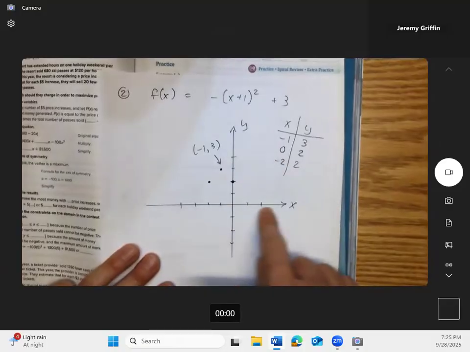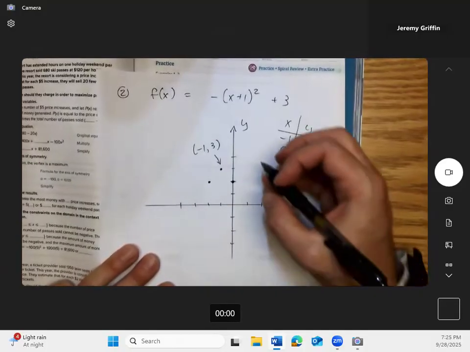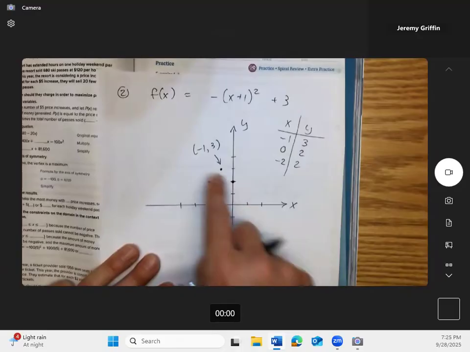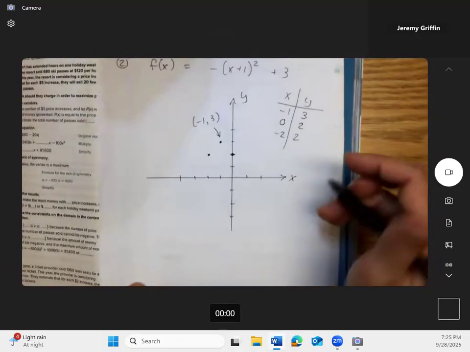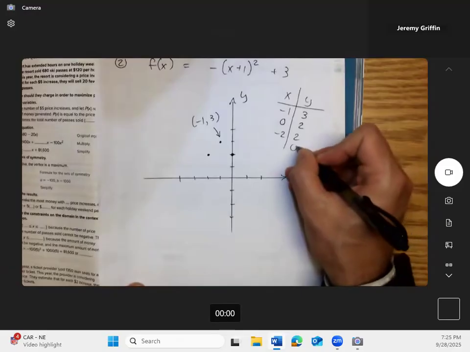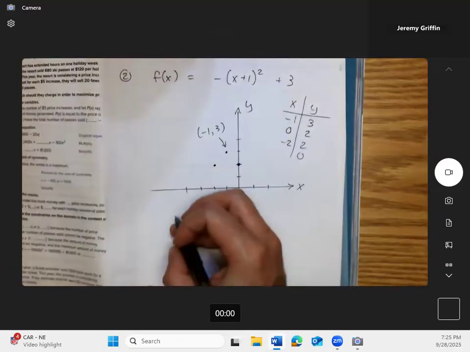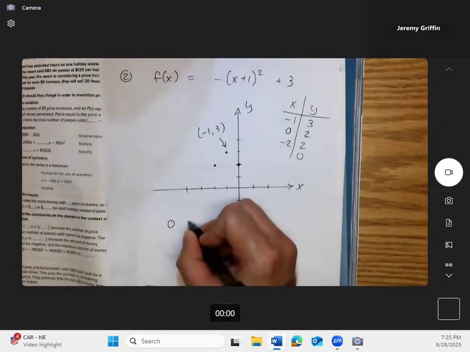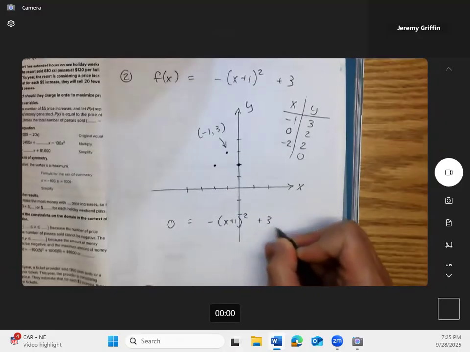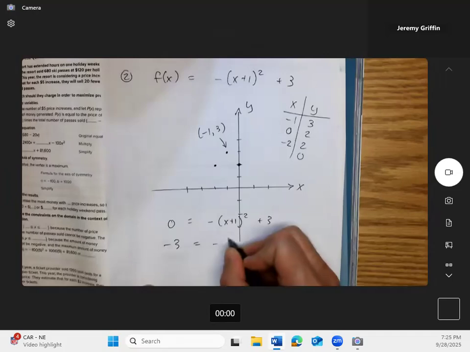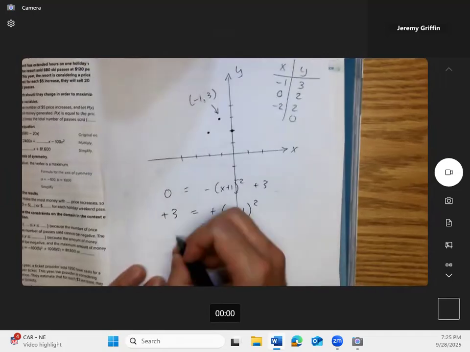Right? Now the x-intercepts are a little trickier. It's got to be somewhere between 1 and 2. You can set y equal to 0. What if I want y to be 0? I'll have to work this out algebraically. Let's say 0 equals negative x plus 1 quantity squared plus 3. Subtract over 3. The negatives cancel, square root both sides.